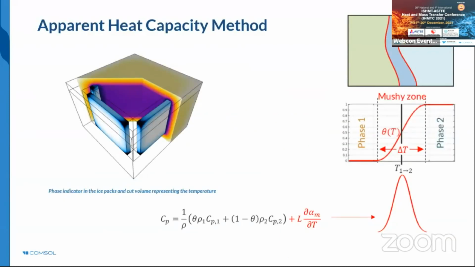So Comsol provides a number of predefined approaches for phase change. One is called apparent heat capacity. This is an implicit way to define phase change by changing the definition of the heat capacity and adding a contribution due to the phase change. So that's something that is predefined in Comsol.